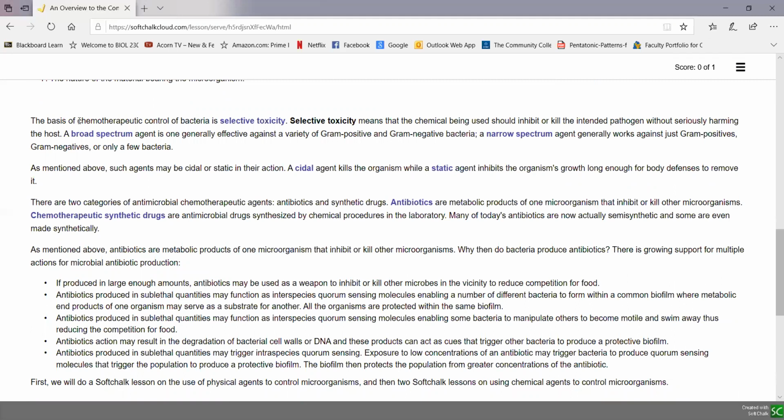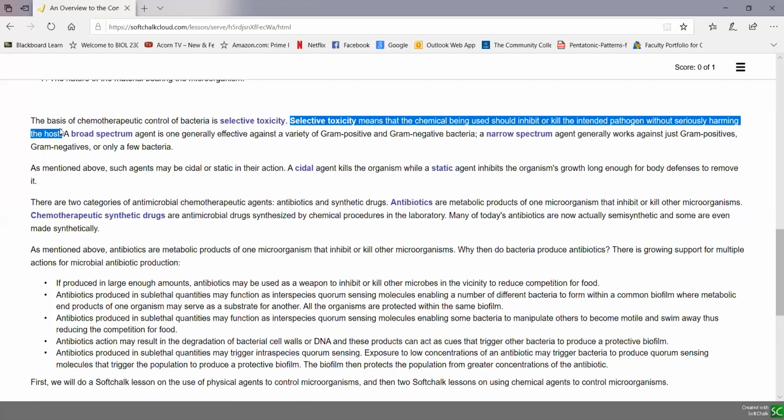Now, the whole basis of chemotherapeutic control of bacteria, that is using chemicals to treat an infection, is selective toxicity. So selective toxicity means the chemical we're using should inhibit or kill the intended pathogen without seriously harming us, the host. So keep in mind, although antibiotics are some of the safest drugs we have, people do die from taking antibiotics. People do have serious mishaps from taking antibiotics. No drugs that we use are 100% safe.